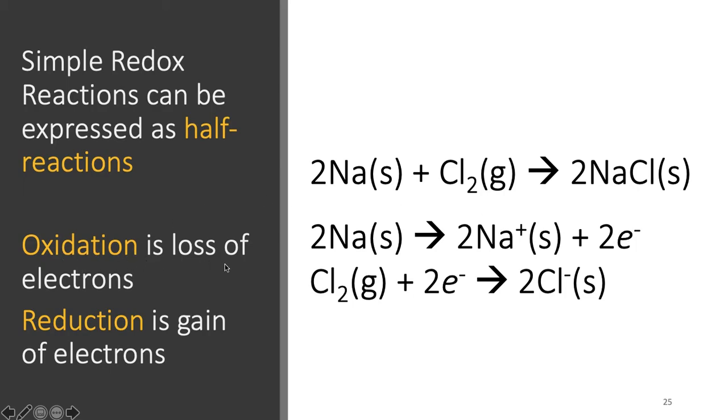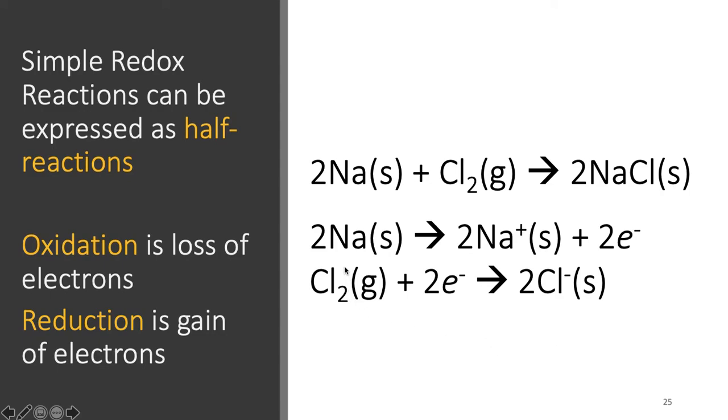When that happens, so loss of electrons is called oxidation, and oxidation is accompanied, as I said, with an increase in positive charge. Your species becomes more positive because it is losing negative charge, it's losing electrons. The opposite is true for reduction. Reduction is the gain of electrons. And if I'm gaining electrons, I'm gaining negative charge, which means that I'm becoming less positive or more negative.